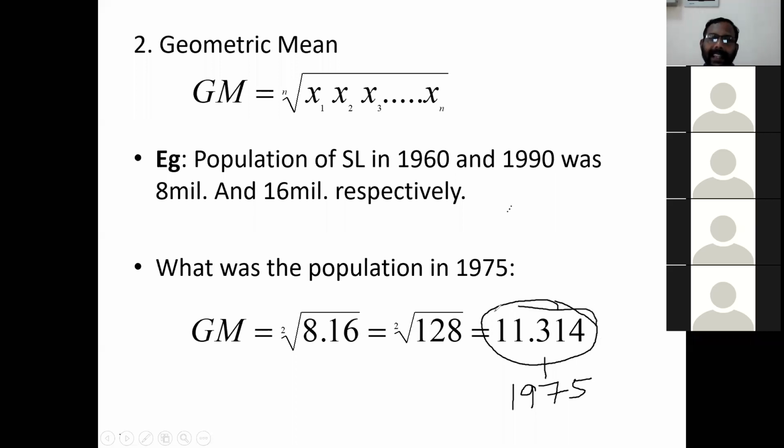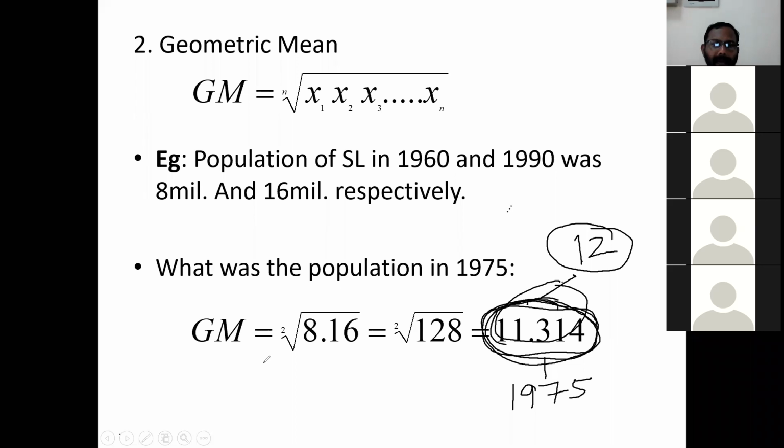Somebody said that it is nearly correct, but in statistics you can't just say nearly correct. Maybe for grade 5, grade 4, grade 3 it's fine, but once you come to your undergraduate level, you will have to give the answers precisely. Right, no problem at all. So now you understand the difference between 12 million, which comes from the arithmetic mean, and 11.314, which we calculated using the geometric mean. There's a huge disparity between these two numbers. So this is the actual answer. Do you agree?